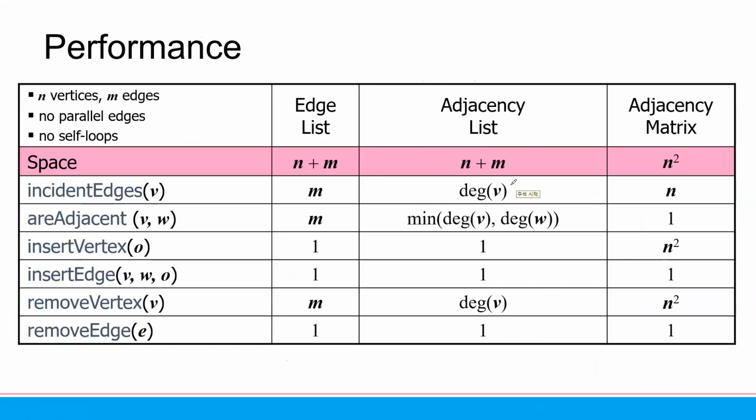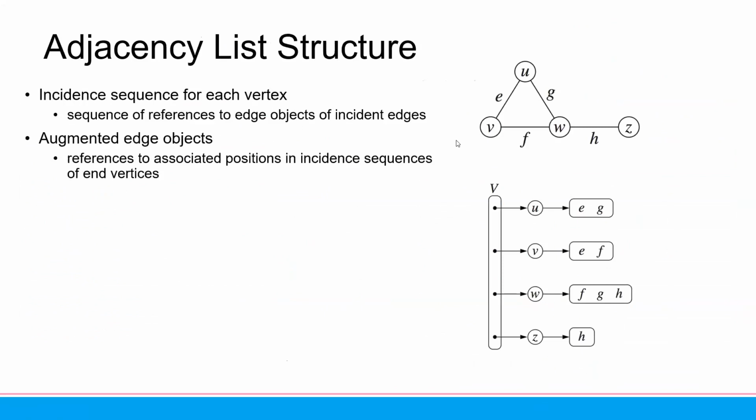What about the adjacency list? If we want to find the incident edges of V, then the maximum is the degree of V. The degree of V means, if I want to check how many edges are incident to U, then I have only 1, 2. So it is the degree of V. If I want to know how many edges are incident with W, then we have 1, 2, 3. So it is the degree of V.